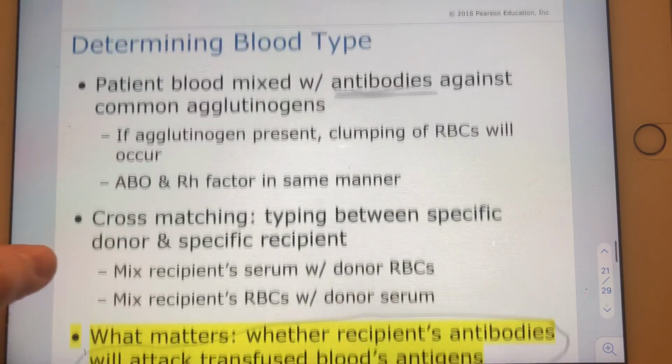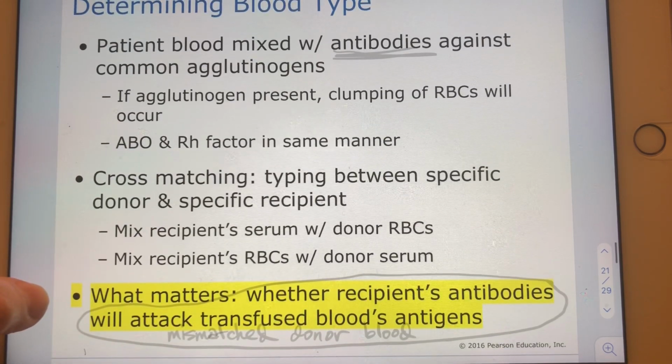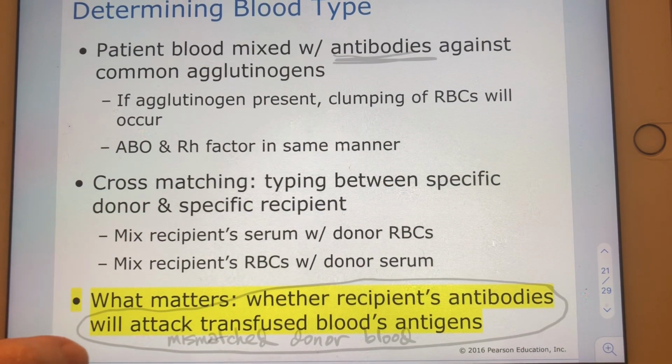If clumping occurs on a petri dish, then that means clumping is likely to occur in the patient. So no thanks, meaning the recipient. Don't transfuse. And we can really do that same thing, that mixing of blood with synthetic agglutinogens on a petri dish, or even a slide, for both ABO and RH blood types.